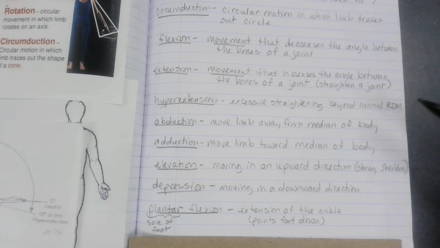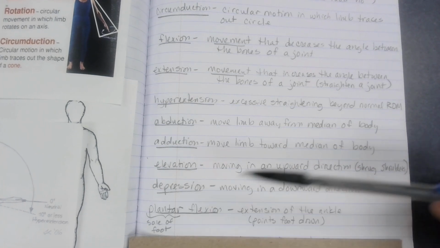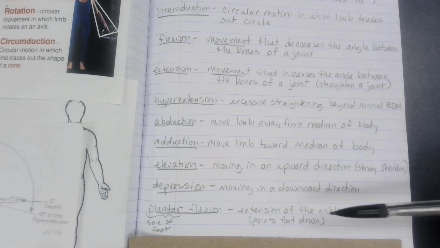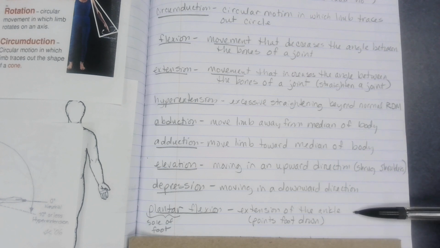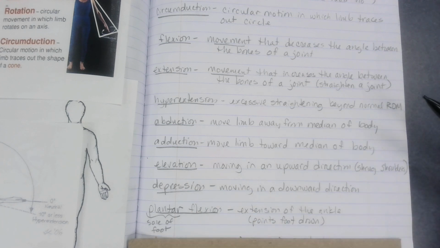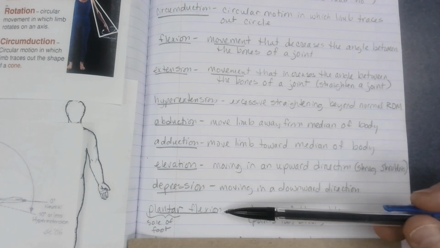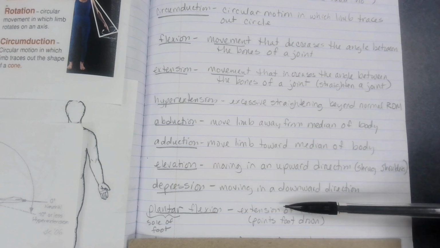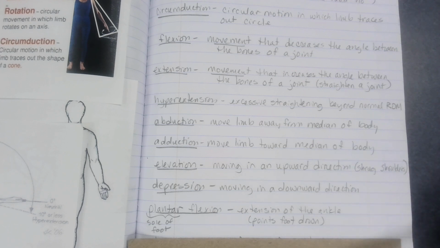Plantar flexion. Plantar indicates the sole of the foot, the bottom of the foot. So this is the extension of the ankle. You're pointing your foot downwards. Plantar flexion, extension of the ankle, that's when you move your foot so that you're pointing your foot downwards.